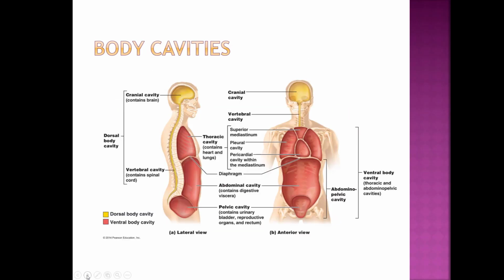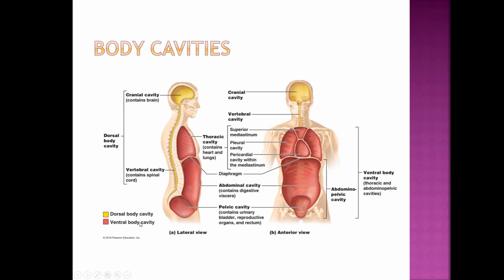Okay, then our body cavities. So here's where we actually use dorsal and ventral in humans. So the dorsal body cavity is everything in yellow here in the back of you. Now I know your head is in the back and the front, but because it's connected to this cavity here in the back, then we consider it part of the dorsal body cavity. And then the red areas are the ventral body cavities.